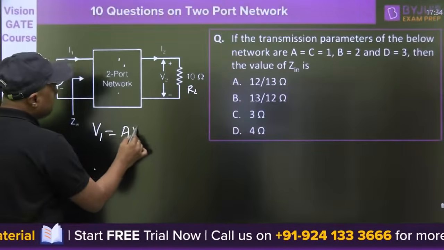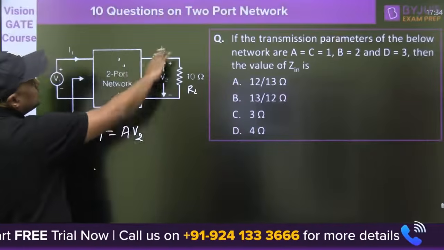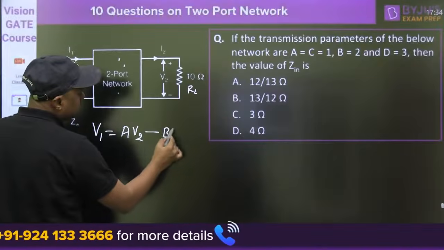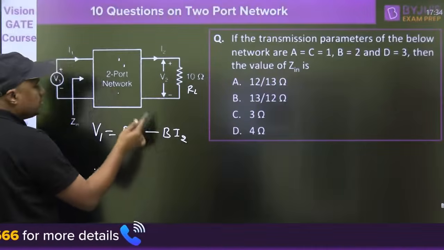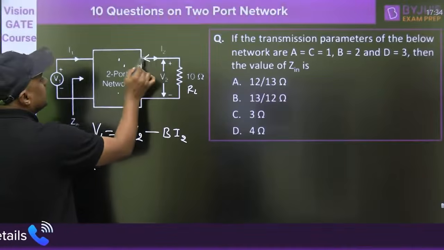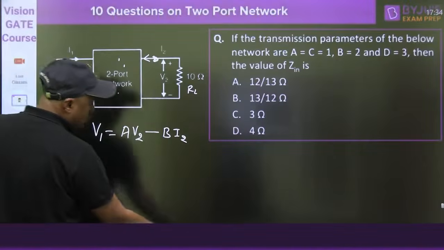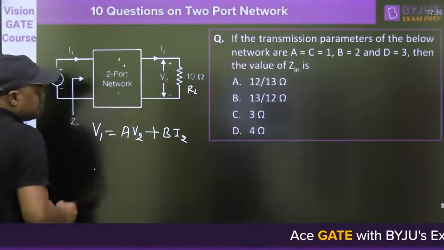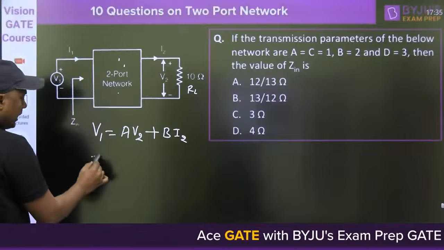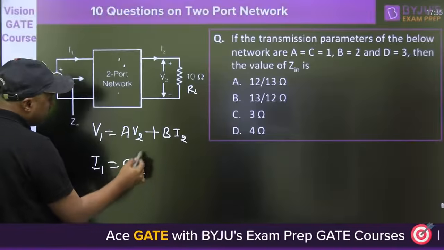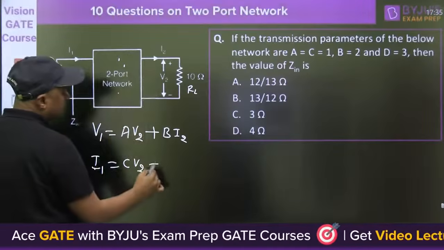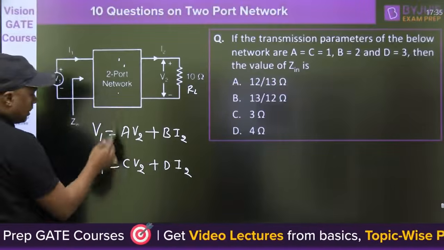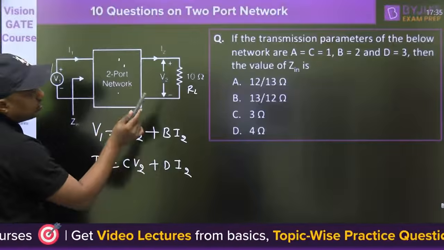V1 is equal to AV2 minus BI2 normally, but this equation with minus BI2 is valid when the I2 is inside. Here the I2 is outside, so according to the diagram it should become plus. Then V1 is AV2 plus BI2, and I1 is equal to CV2 minus DI2. Again, since it is outside, it will become plus DI2. Now, A and C are 1, 1, and B and D are 2 and 3.